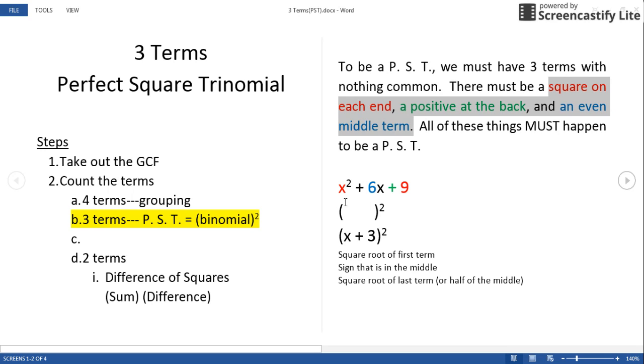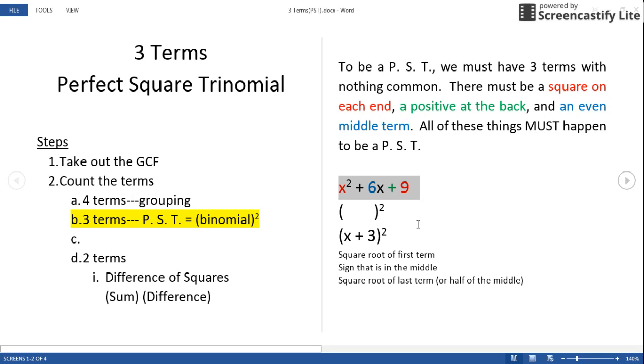For our first example, we've got nothing common. There are three terms. We have a square on the front, a square on the back, a positive at the back, and an even middle term. So this appears to be a perfect square trinomial. If it's a perfect square trinomial, then we can factor it as a binomial being squared.